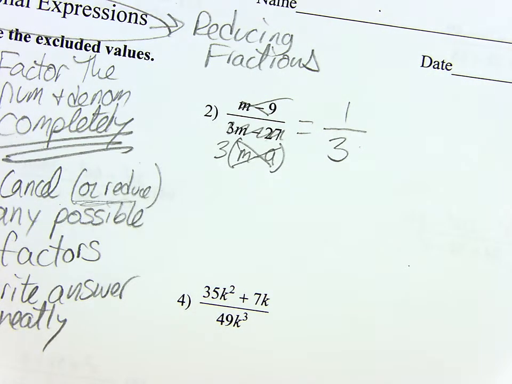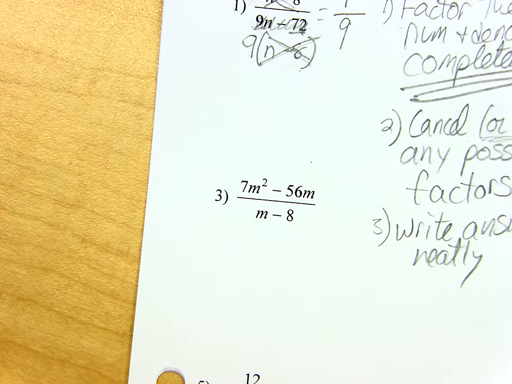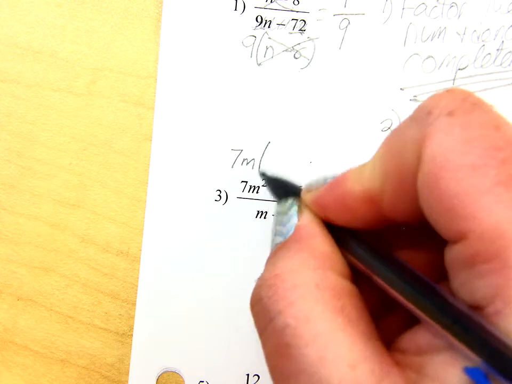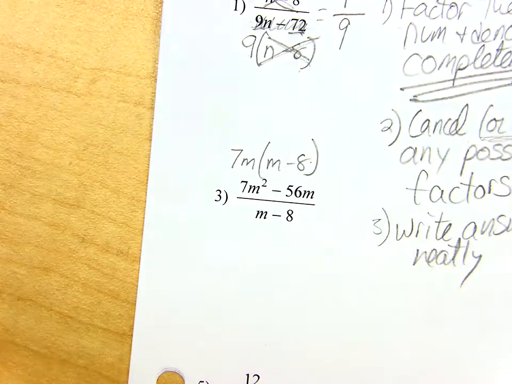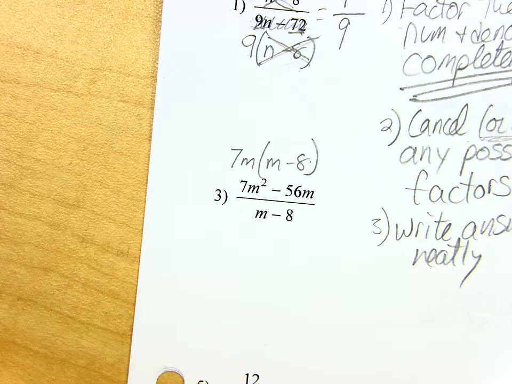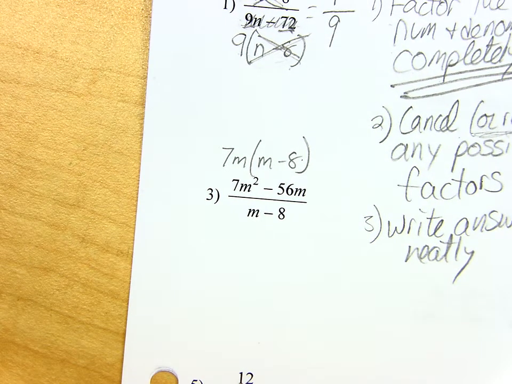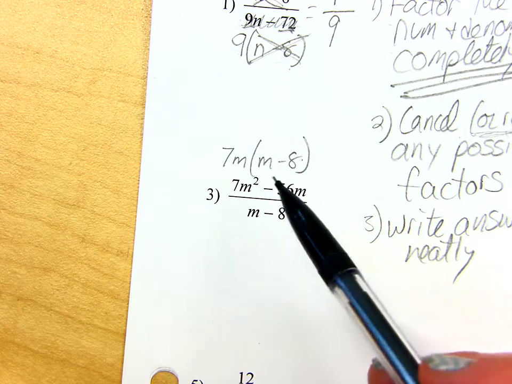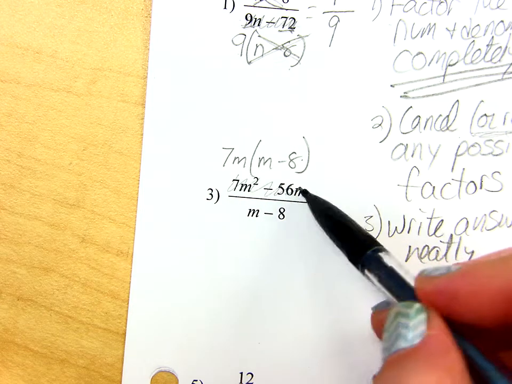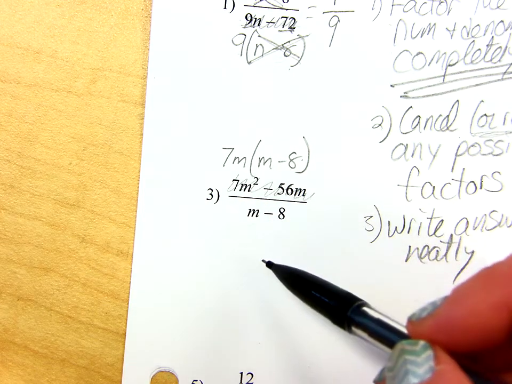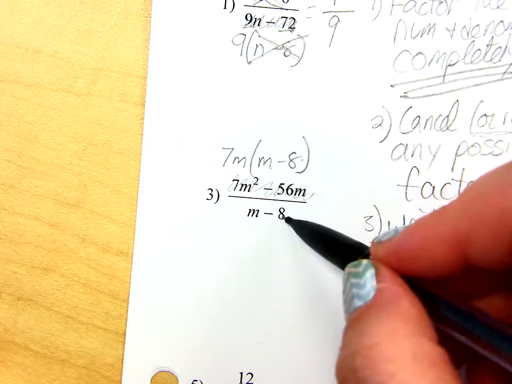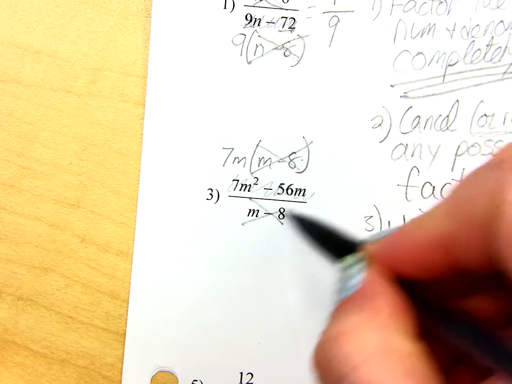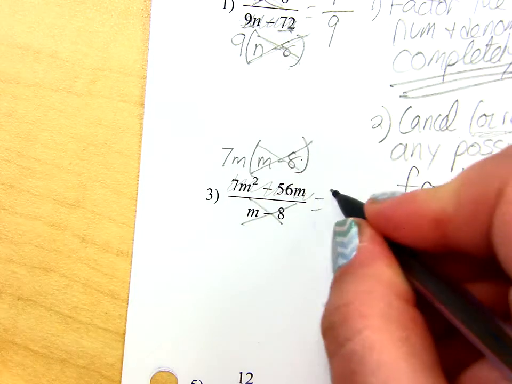Let's make things a little more interesting now. Let's take a look at number 3. 7m from the top. Okay, we just started here. So we took out a 7m, and there's nothing left for me to do on the top, right? Is there anything for me to do on the bottom? Now I can cancel m minus 8 with m minus 8. So my answer is 7m, that's it.